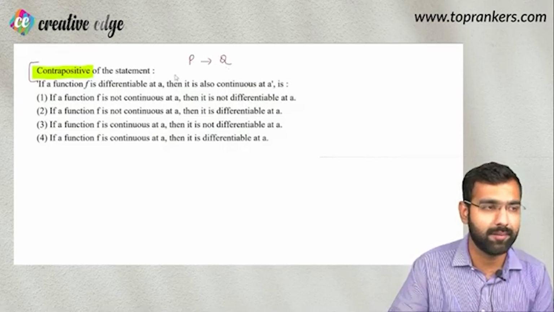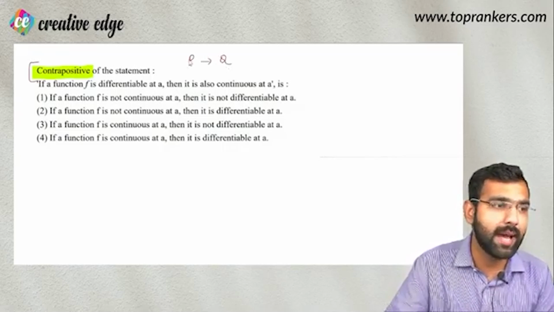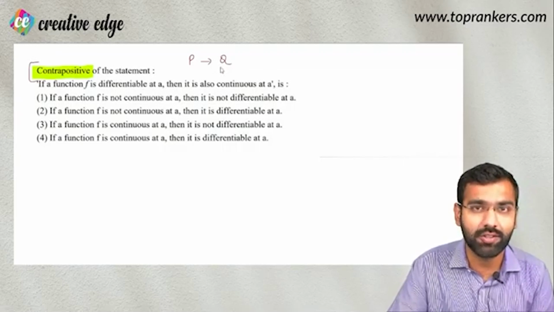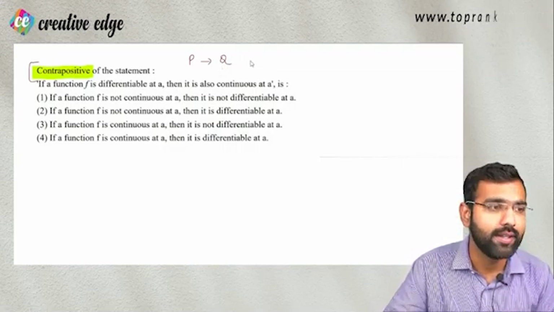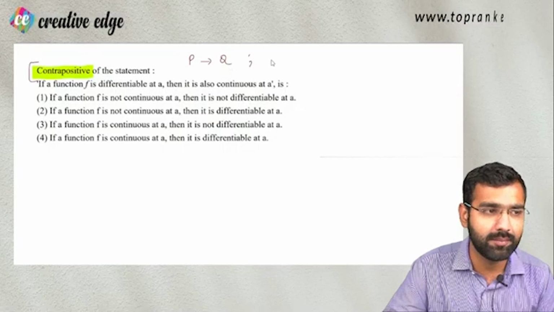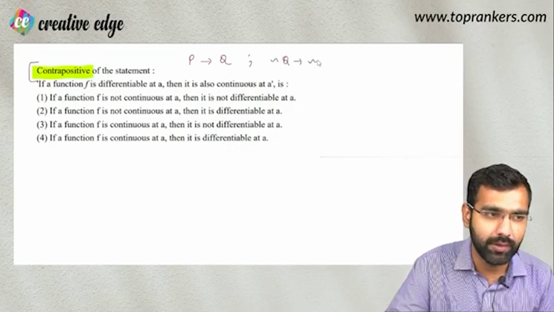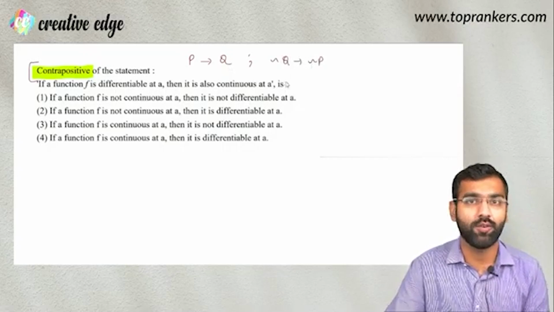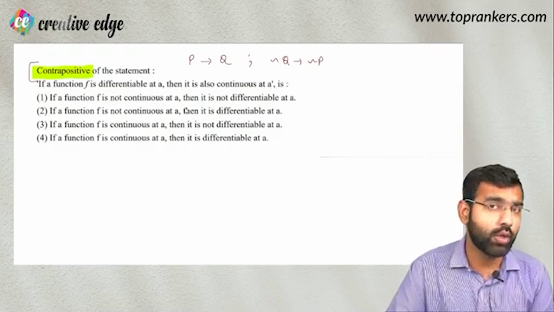Now contrapositive of a statement means, if I am given a statement P and it implies Q, meaning if P then Q, so whenever P happens then Q has to happen. That's the condition here. I hope you know how to do it. So the contrapositive of this statement is given by negation of Q implies negation of P. I hope you are realizing what I'm trying to convey here. And this is always true.